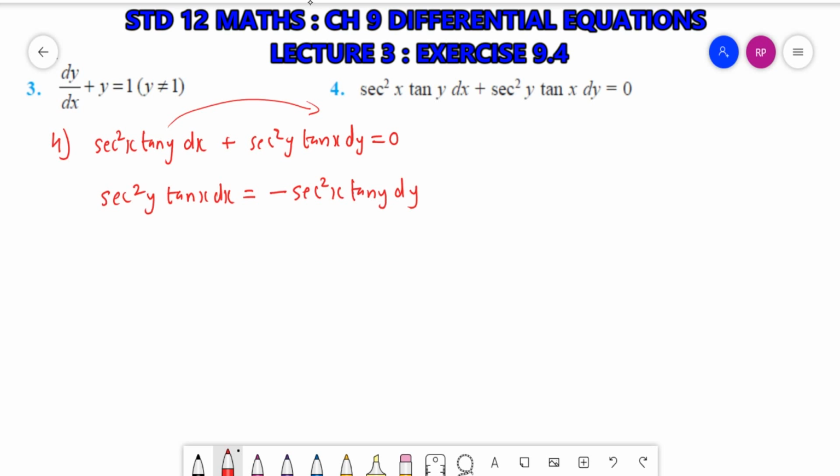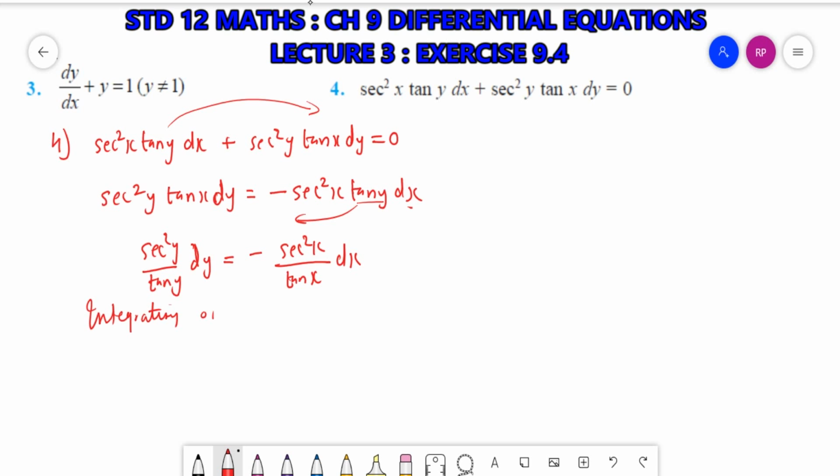Now variable separable method means x variable with x and y variable with y. Sorry, I just made a mistake here. It's dy and here it's dx. So tan y, I will shift it on here. Sec square y by tan y dy equal to minus sec square x upon tan x dx. Clear?